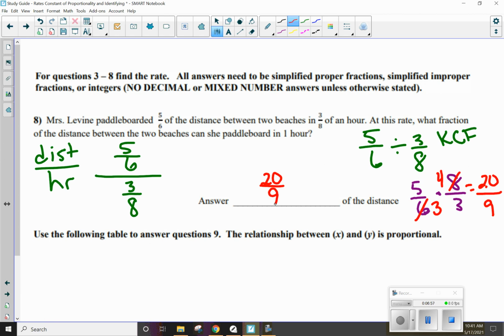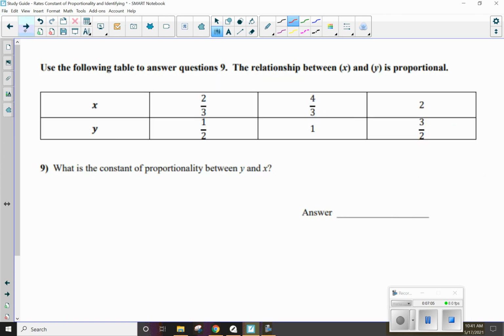Okay, the next section, it says use the following table to answer question 9. The relationship between x and y is proportional. What is the constant of proportionality between y and x? Well, to find our constant of proportionality, remember we want to divide y by x. Now it is saying that the relationship is proportional, okay? So the best thing to do is to just pick one set of numbers.